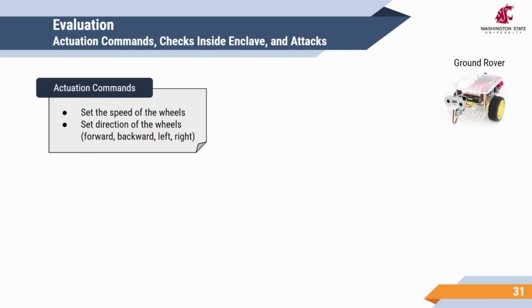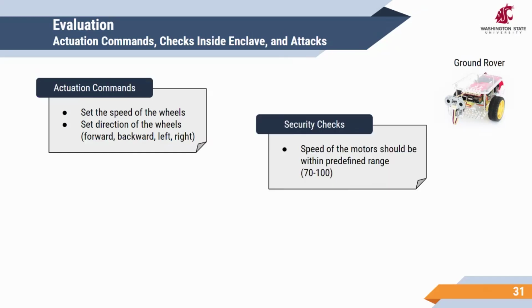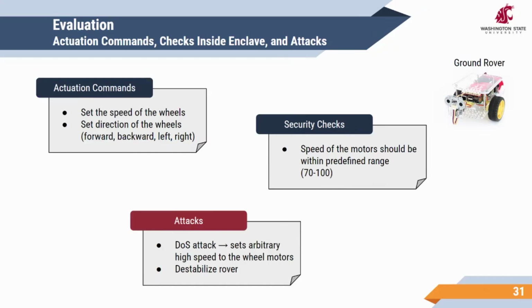In this case, the actuation commands set the speed of the wheels of the rover and also the direction in which it will travel. And the checking was performed on whether the commands sent to the motor encoders are within a certain range or not. And the attack we are considering is a denial of service attack, where the attacker sends some arbitrary high speed to the motor encoder to destabilize the rover.